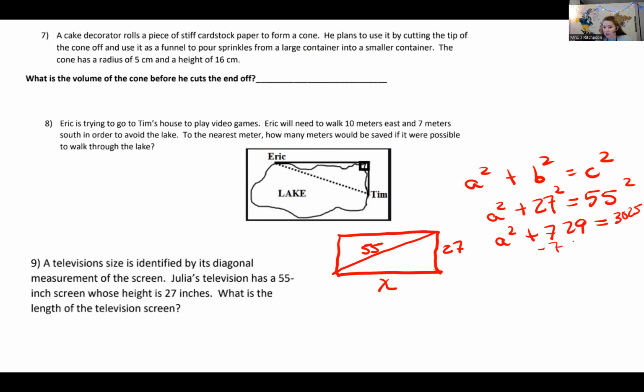So we're going to subtract 729 from both sides. Oop, I ran out of room. So 3025 minus 729 is equal to 2296. And then to find the length, we're going to find the square root of both sides. And I am showing 47.9, or 47.92.